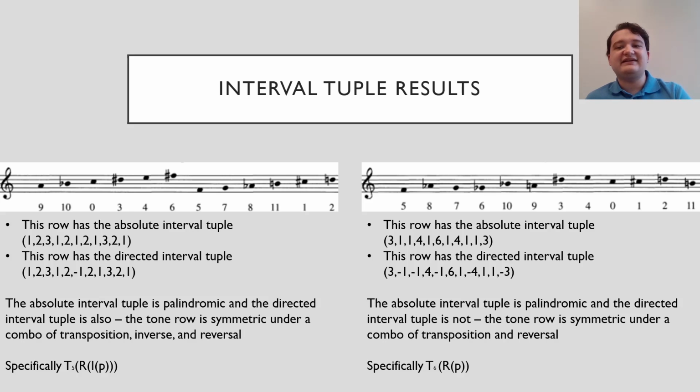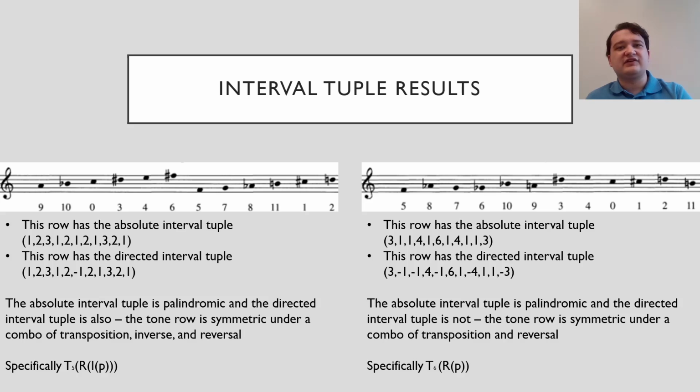This notation made it easier to prove several results. If the absolute interval tuple of a tone row is palindromic, that is, if it reads the same way forwards and backwards, then we know it is symmetric in some way. If the directed interval tuple is palindromic as well, then the tone row is symmetric under a combination of reversal, inversion, and transposition.